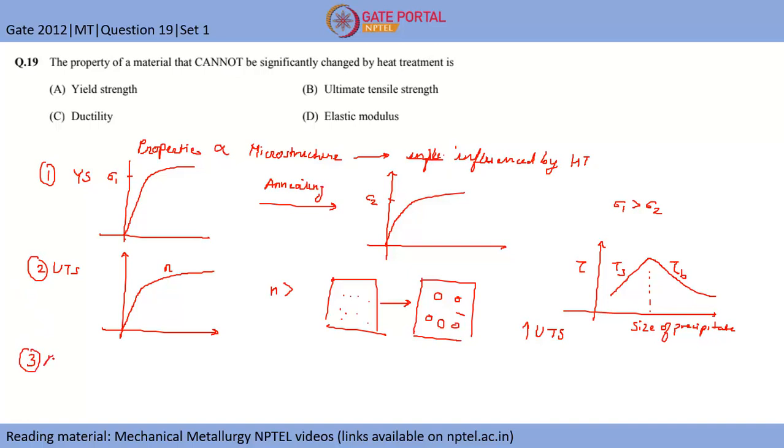Similarly, as we anneal the material, it imparts recovery and recrystallization, which leads to an increase in ductility. Hence, ductility can also be altered by heat treatment. Now the final option is elastic modulus.